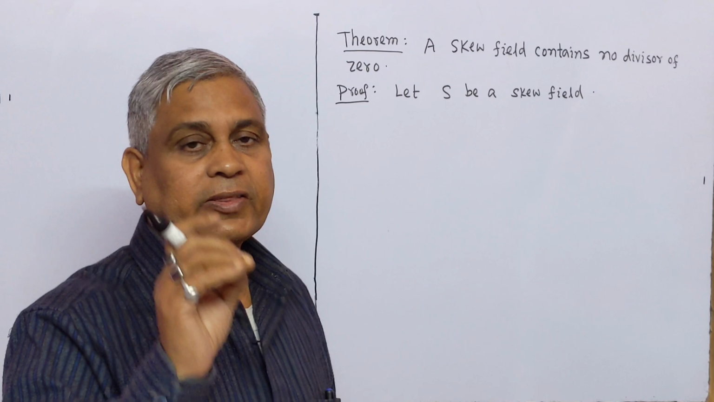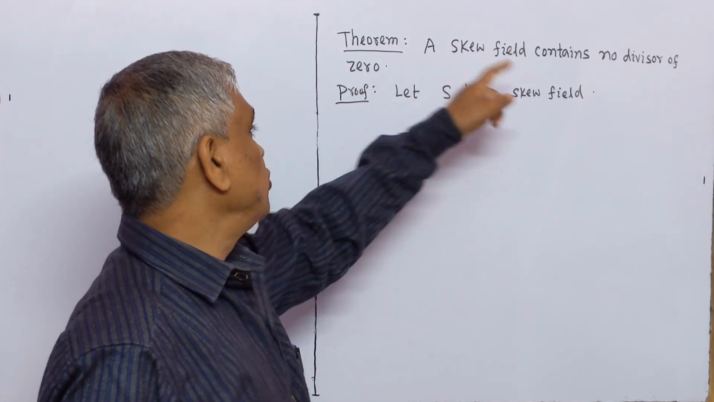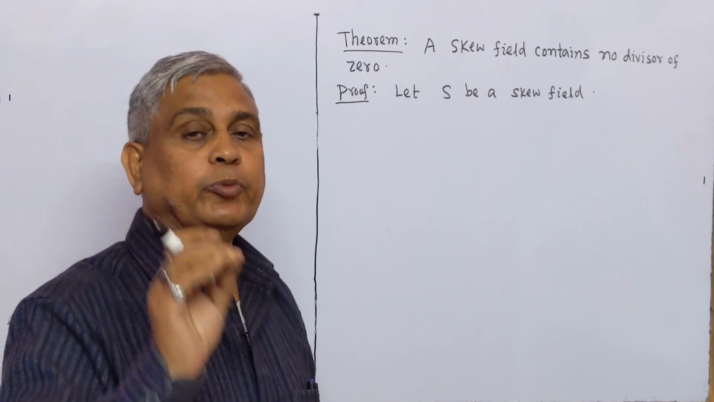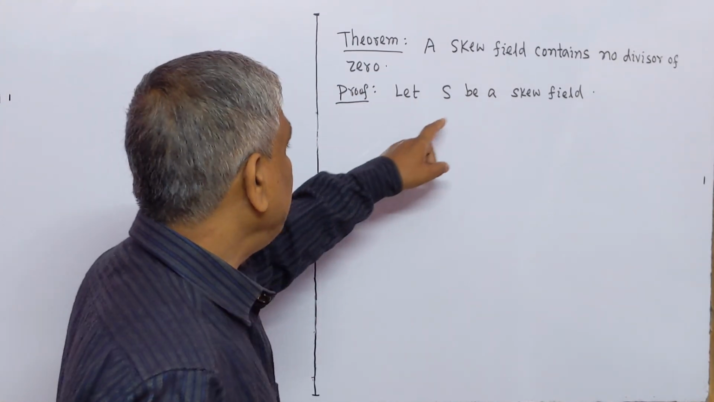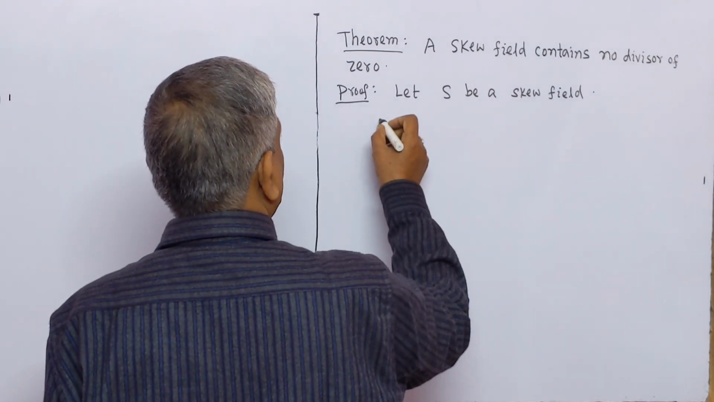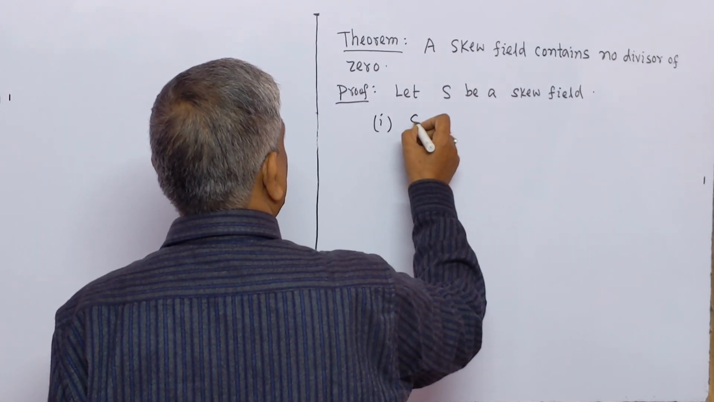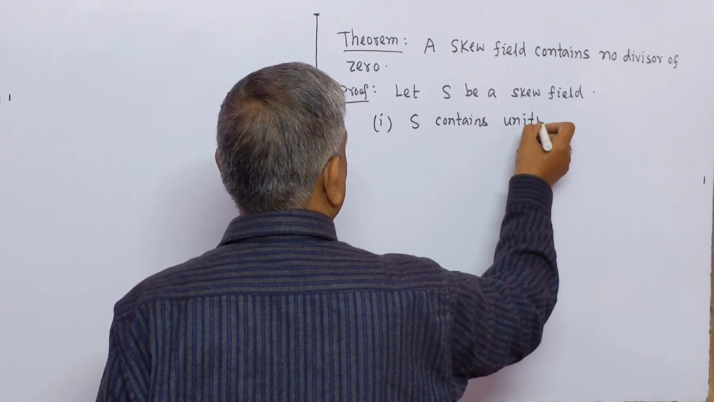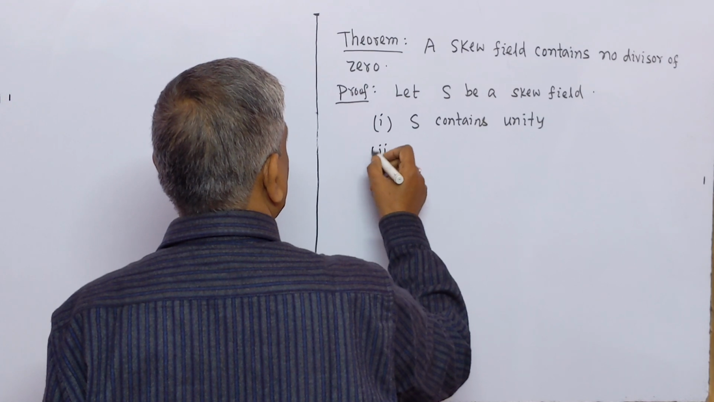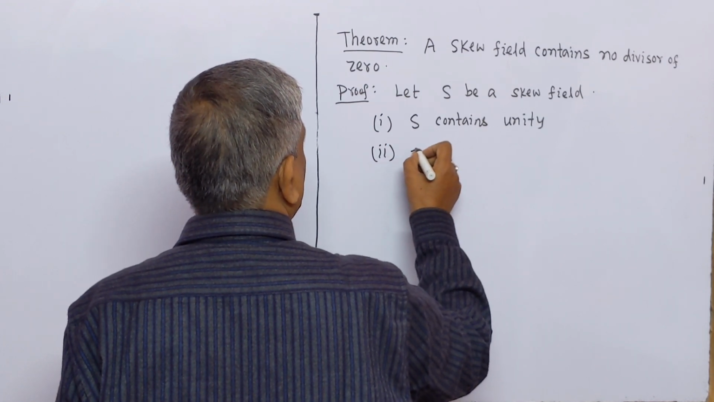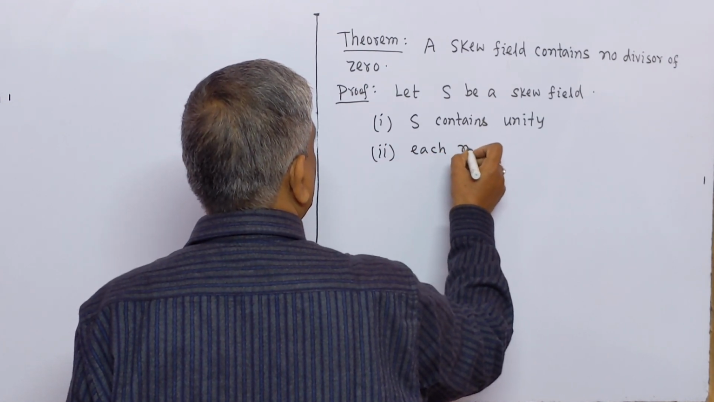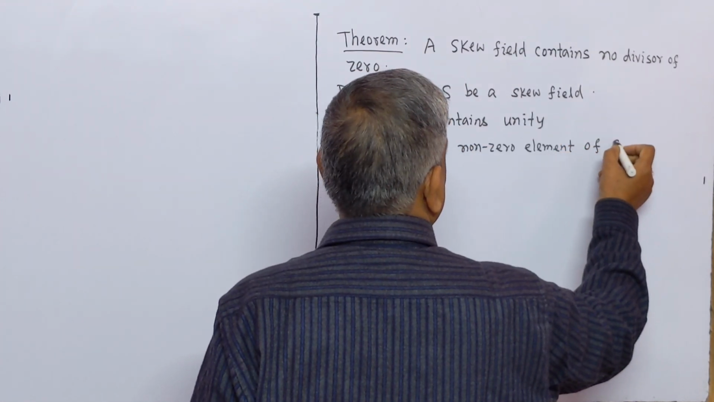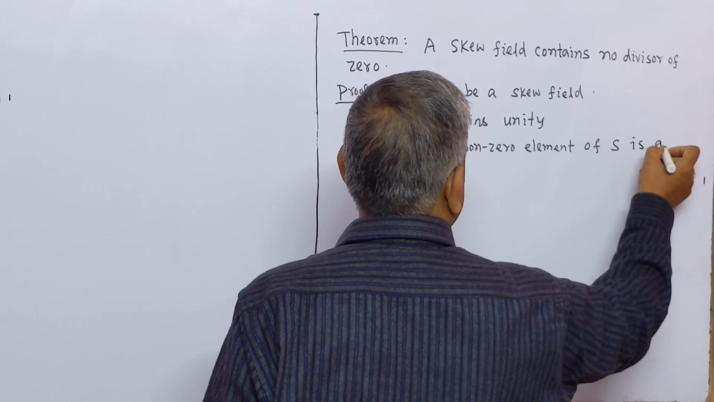Now we prove a theorem. Theorem: A skew field contains no divisor of 0. Now we prove this. Let S be a skew field. Therefore, number 1, S contains unity. Number 2, each non-zero element of S is a unit.